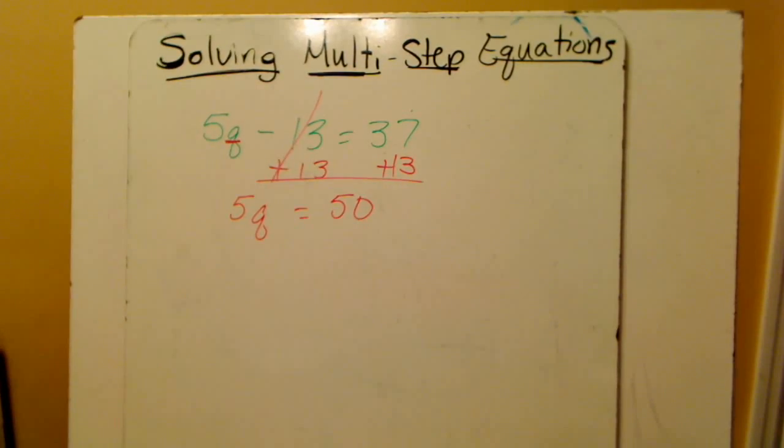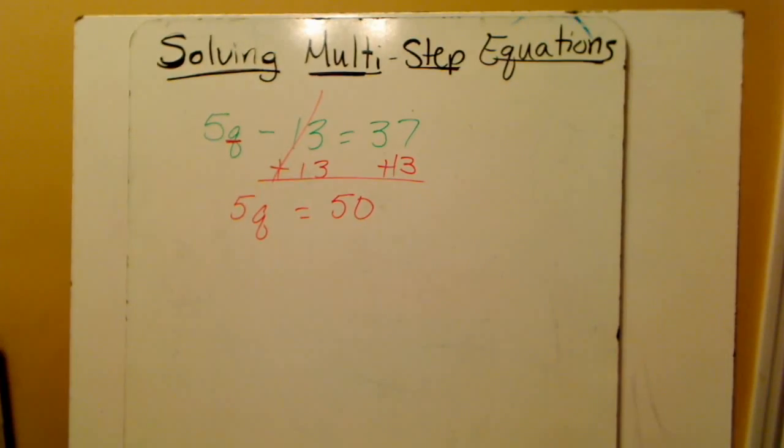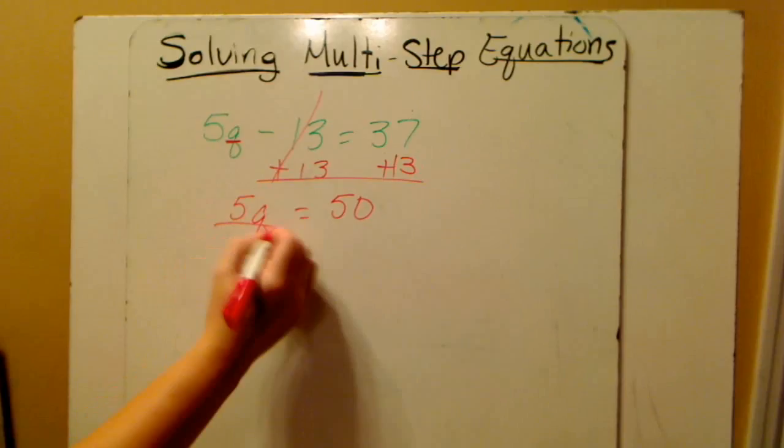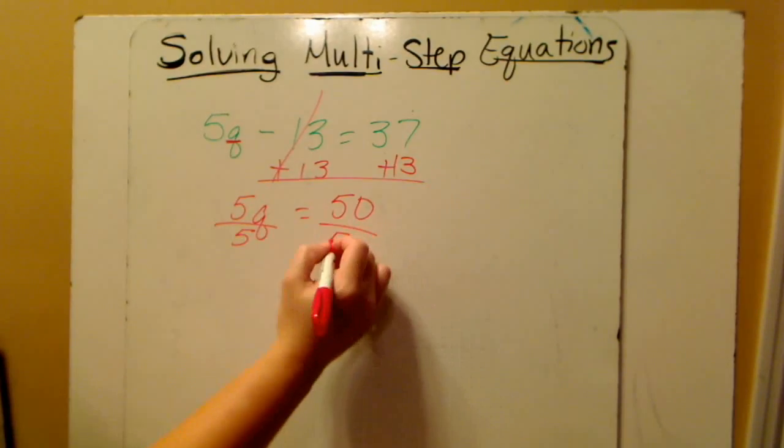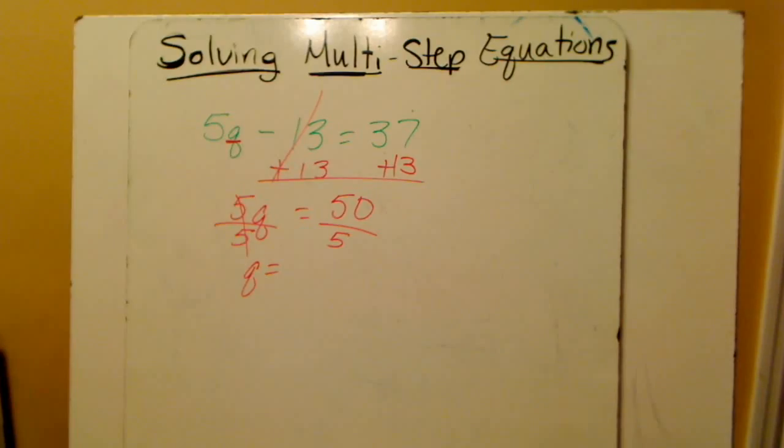And then just like we did before, this should look familiar. It should look like one of the other problems from the multiplication and division section. The opposite of multiplication is division, so we're going to divide both sides by 5. You'll have 1q is equal to 10.